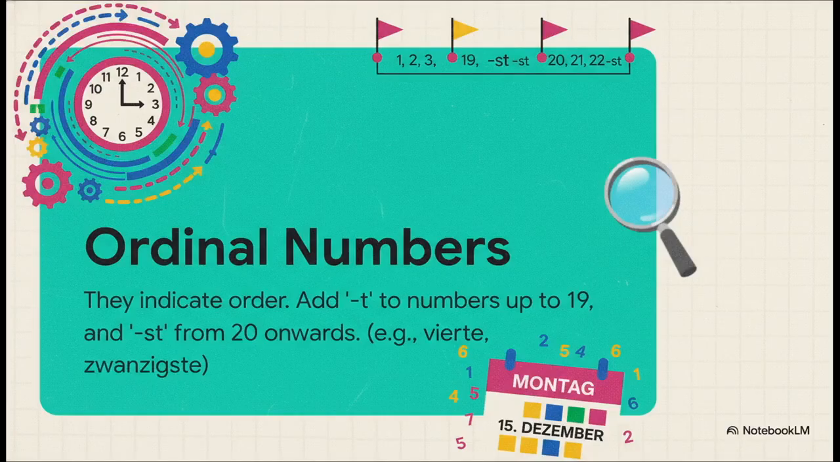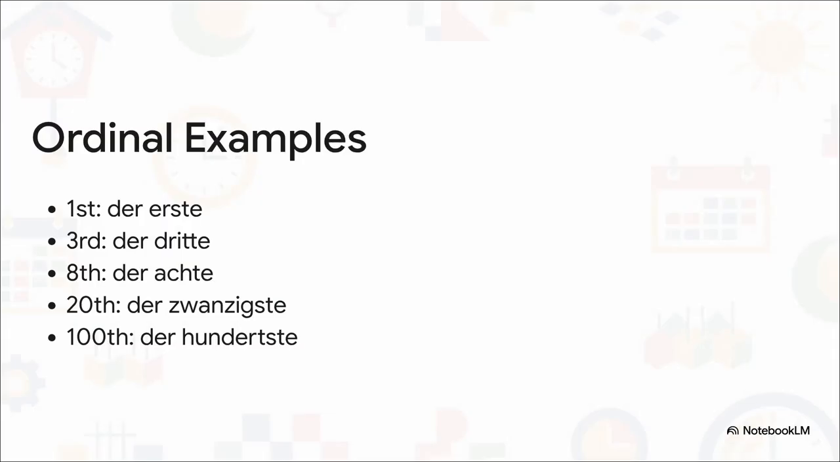The rule for making ordinal numbers is actually beautifully simple. For any number from 1 up to 19, you just add a -te ending. And for any number from 20 upwards, you add an -ste ending. That's really the heart of it. And you can see that rule in action right here.